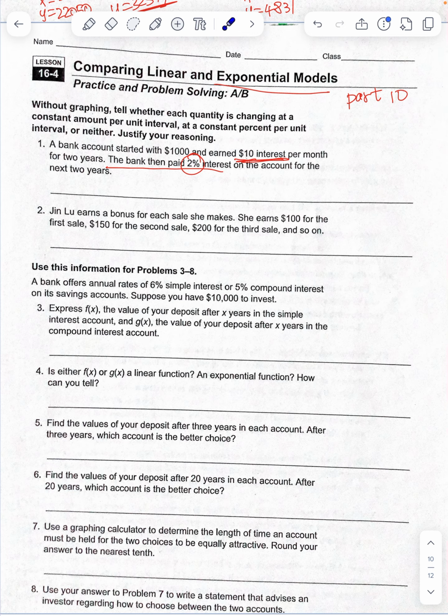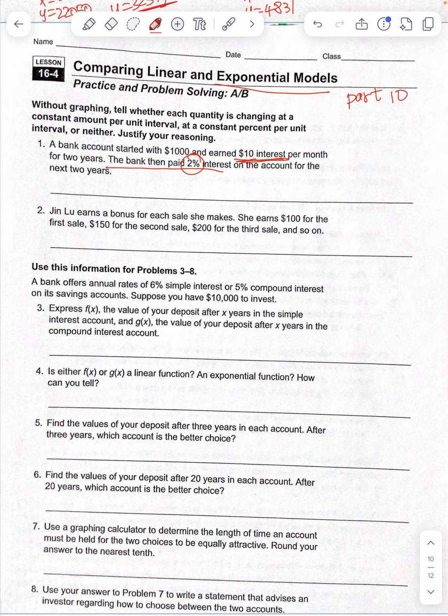Okay, first one. A bank account started with $1,000 and earned $10 interest per month. So every month is $10. The bank then paid 2% interest on the account for the next 2 years. For the first 2 years, the change is $10 every month, right?